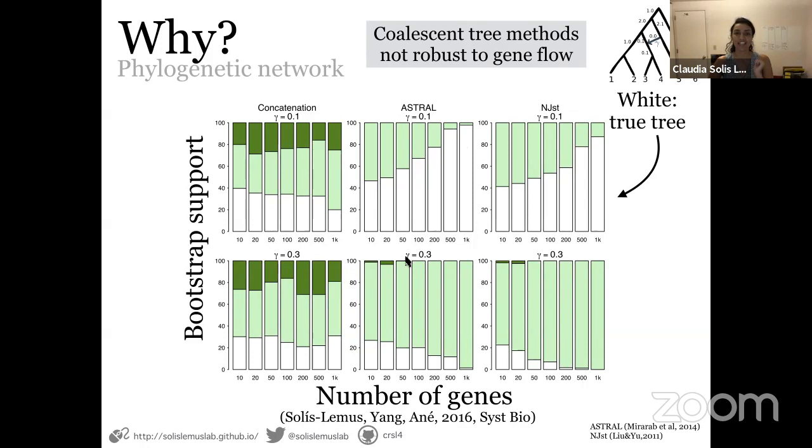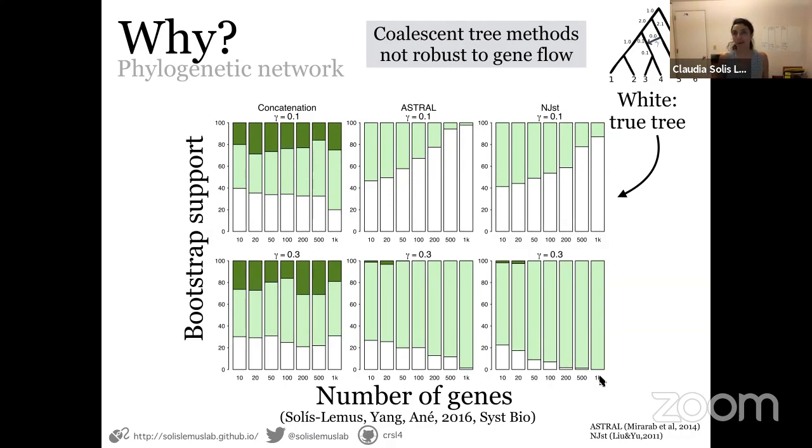But if gamma is 0.3, that doesn't happen anymore. As we increase the number of genes in our sample, this white bar is really going to 0. To the point, for example, with NJST, if you have 1,000 genes, you never reconstruct the true tree. So you will get a wrong tree that has almost 100% bootstrap support.